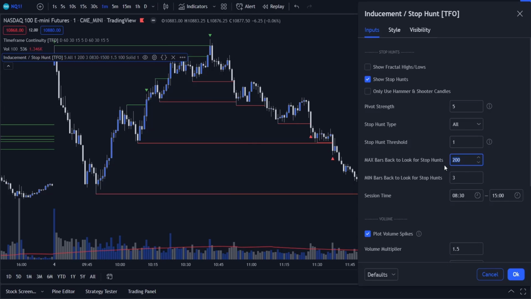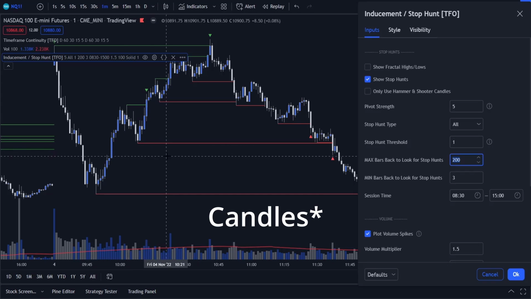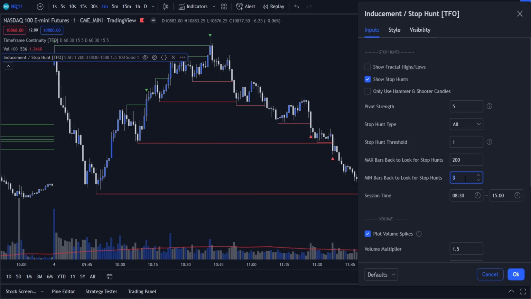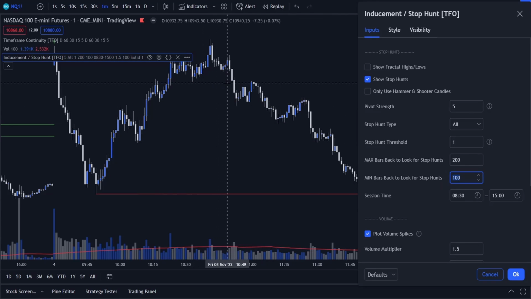This setting just determines how far back you want to look for stop hunts. So it's set to 200 right now, so that means it'll look back 200 minutes to see if we broke some previous highs or lows in that time. And this is the opposite of that. This is the minimum number of bars to look back. So if we set this as something large like 100, it's only going to look for stop hunts that broke a pivot from at least 100 candles ago.